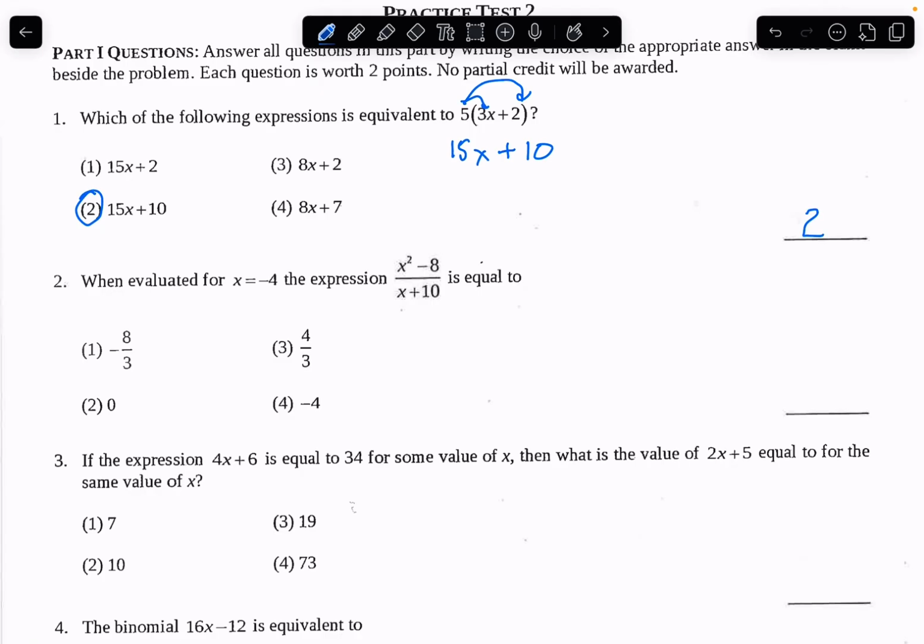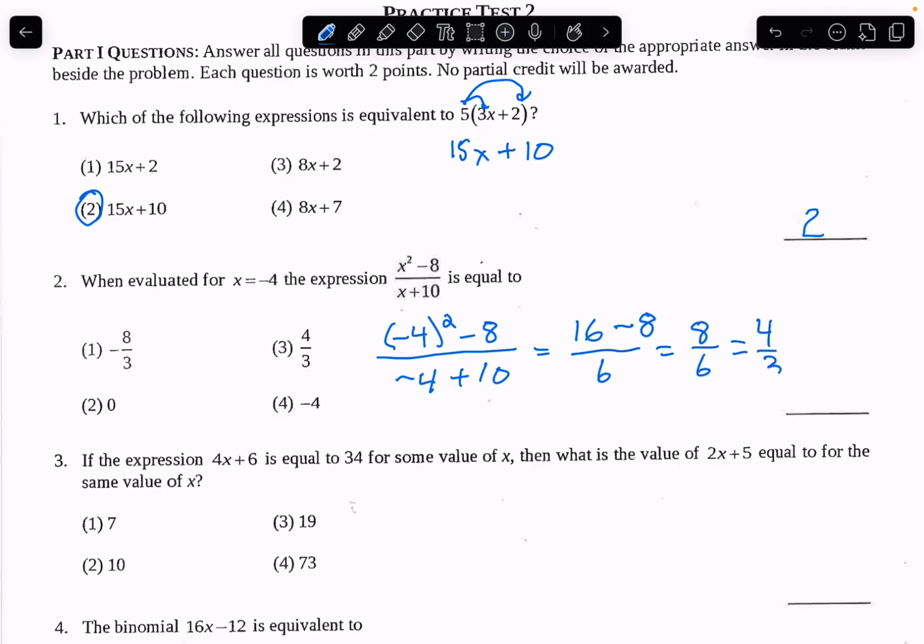Evaluate for x equal -4. Remember to put it in parentheses, especially if you're using your calculator. Because if you put in -4 squared, you'll get -16, but that's really positive 16. And this is -4 plus 10. So this is 16 minus 8 over -4 plus 10, which is 6. So this is 8 over 6, which is 4/3. All right, so that's number 3.